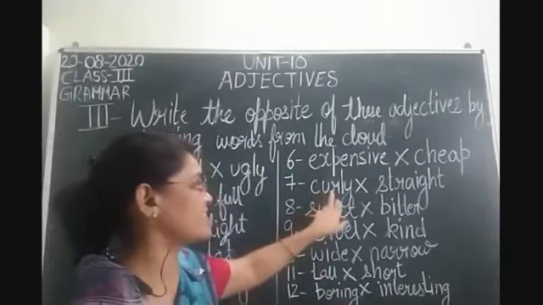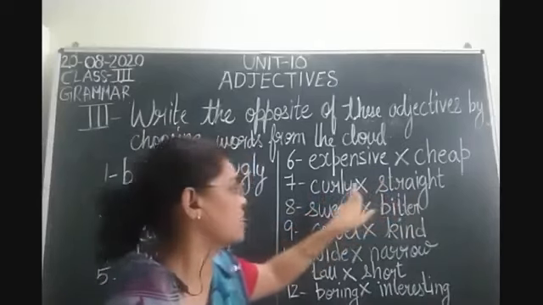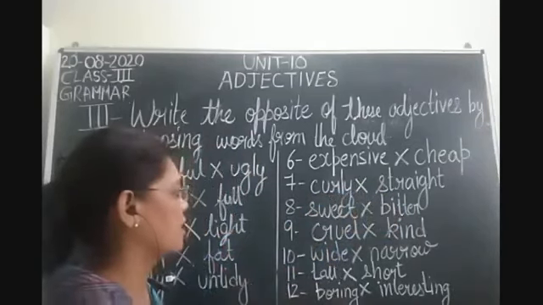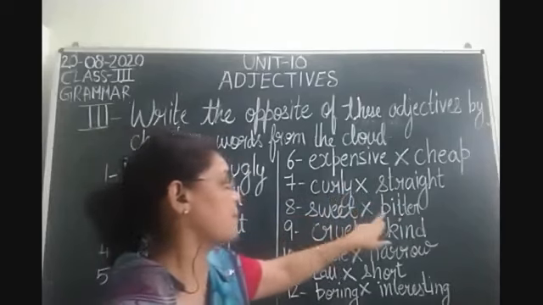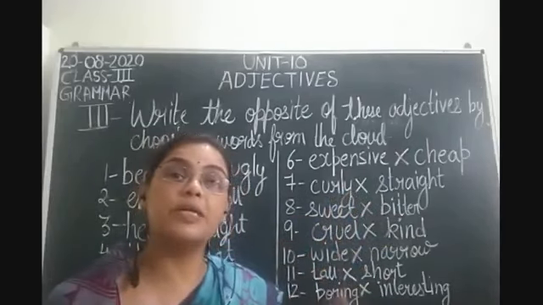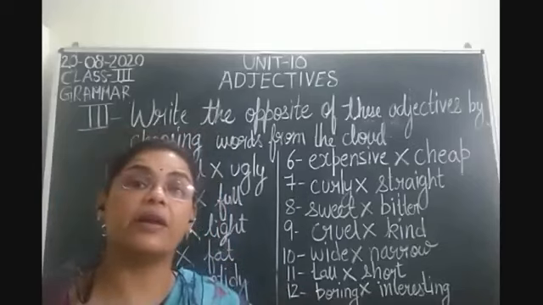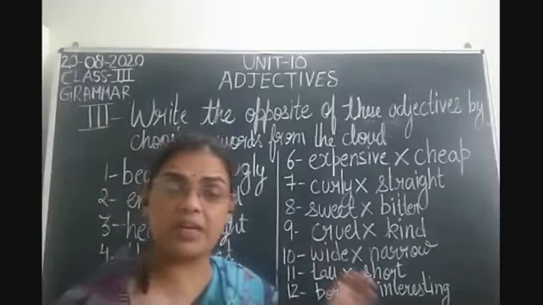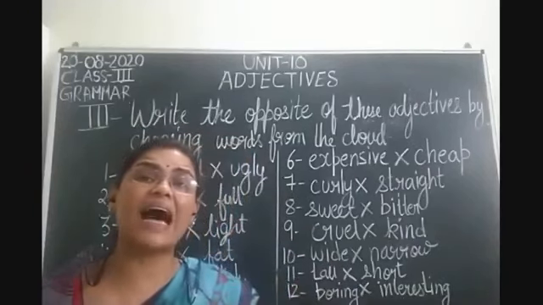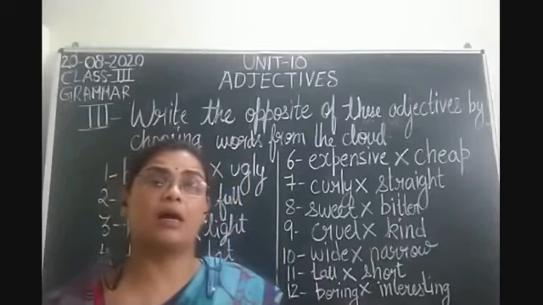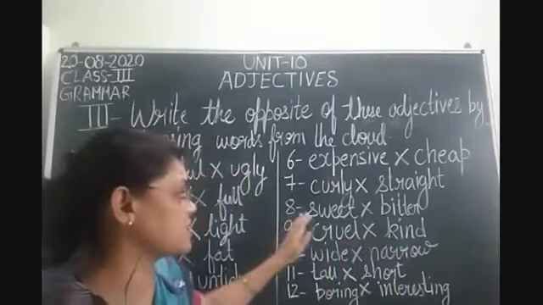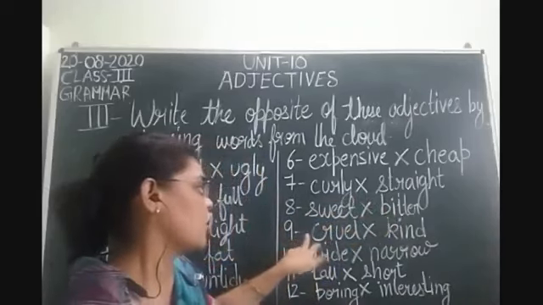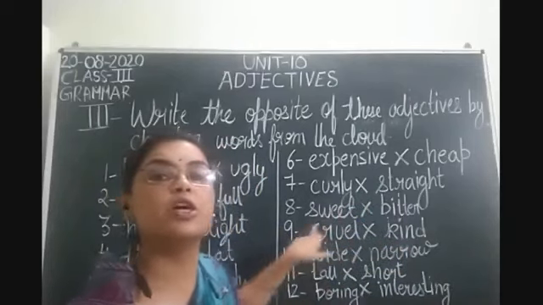Then the seventh word is curly, straight, straight, curly. Then eighth word, sweet, bitter, bitter, sweet. Beta, sweet ka one more opposite is there, sour. S-O-U-R, sour. Sweet का bitter लिखोगे, that is also correct since the word is given in the cloud. But अगर आप sweet का opposite sour, sour मतलब खट्टा, है ना? तो आप sweet का opposite sour भी लिख सकते हो. Ninth, cruel, kind, kind, cruel.